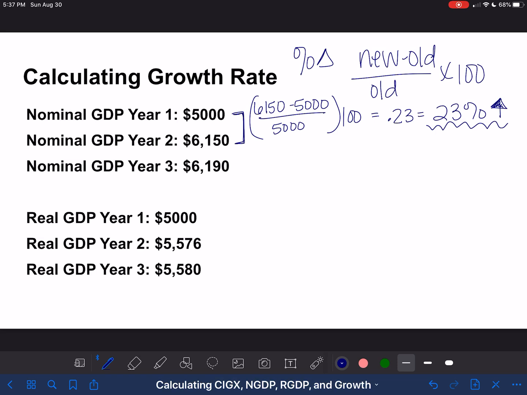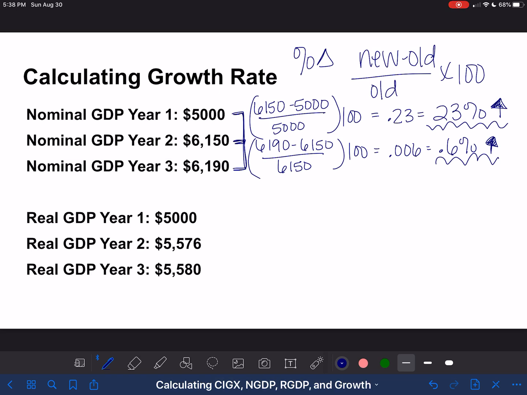And then let's figure out the percent change from 2 to 3. So again, it's new minus old over old times 100. So new is 6,190 minus old of 6,150 over the old 6,150 times 100 is 0.006, which gives us 0.6% increase. It's again very important. We need to have increase in there.